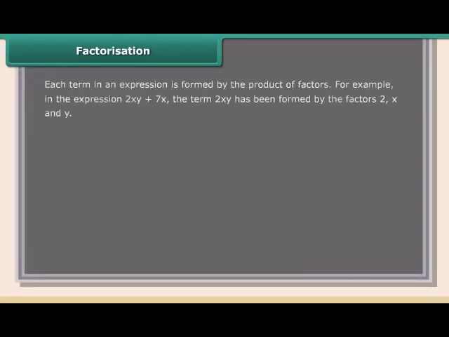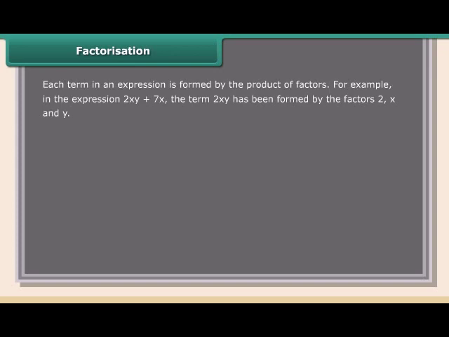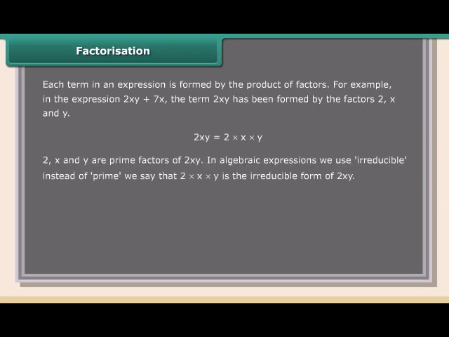Factorization. Each term in an expression is formed by the product of factors. For example, in the expression 2xy plus 7x, the term 2xy has been formed by the factors 2, x and y. 2xy is equal to 2 into x into y. 2, x and y are prime factors of 2xy. In algebraic expressions, we use irreducible instead of prime. We say that 2 into x into y is the irreducible form of 2xy.